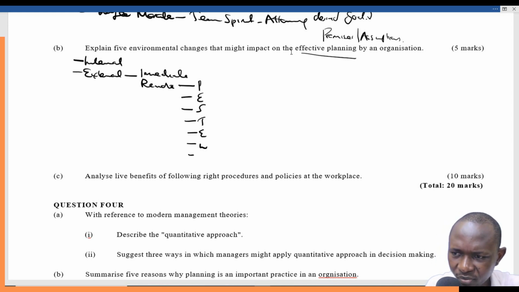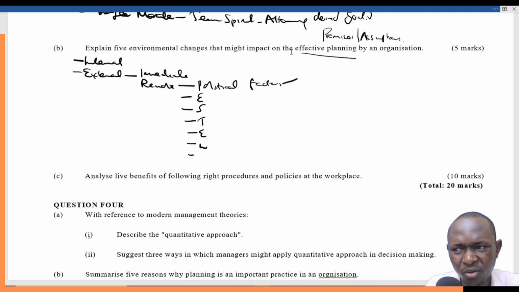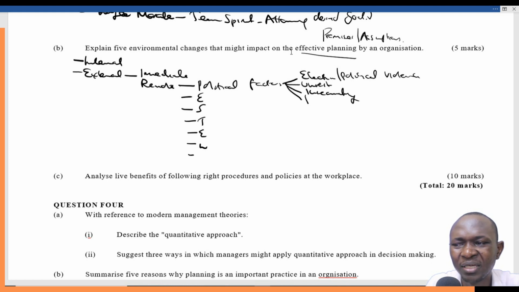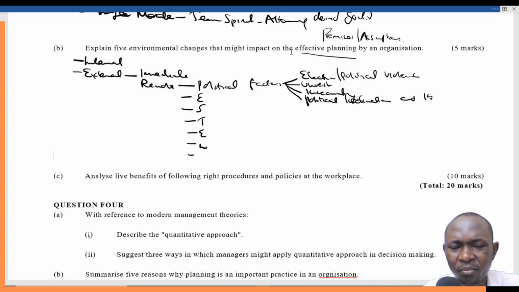So let's look at the remote political factors. Seriously, there's nothing that the management can do about this. When you talk about election, political violence, unrests, insecurity. We talk about political inclinations and its effects, where the political space just decides to hate you, and it's like they are fighting you, maybe for your political stand or whatever reasons. These are things that are beyond the management, but they can frustrate the entire organization.